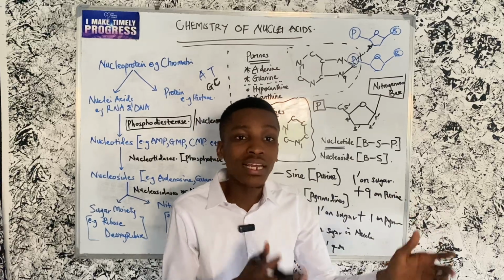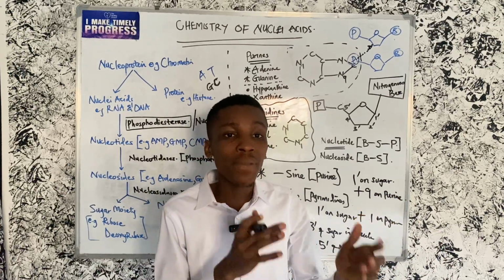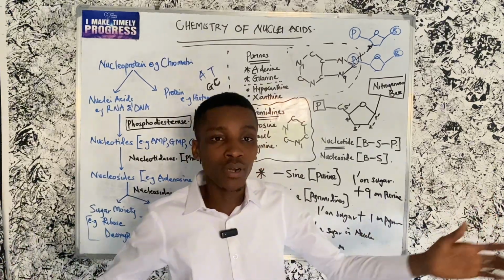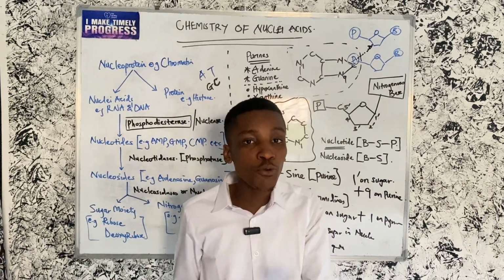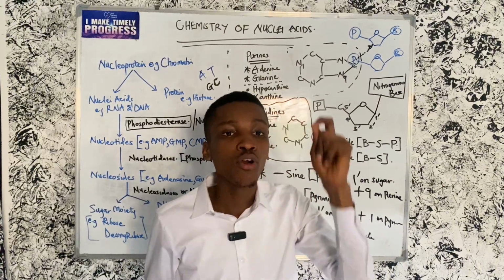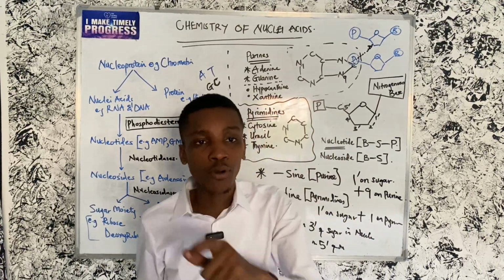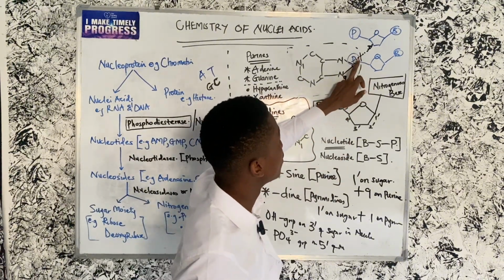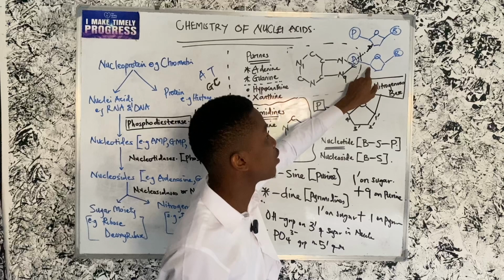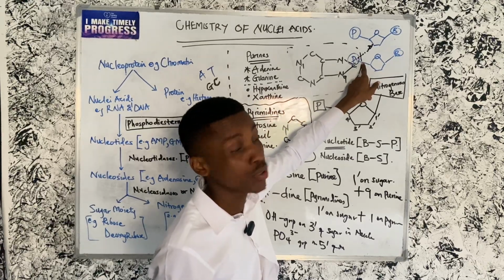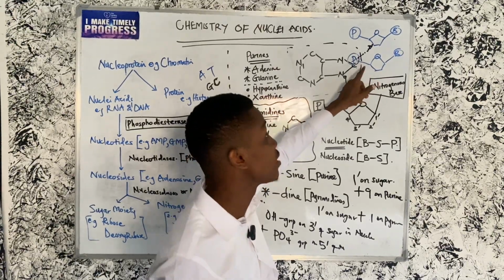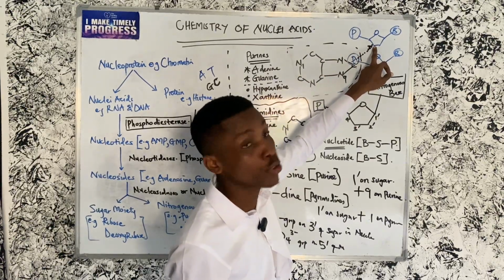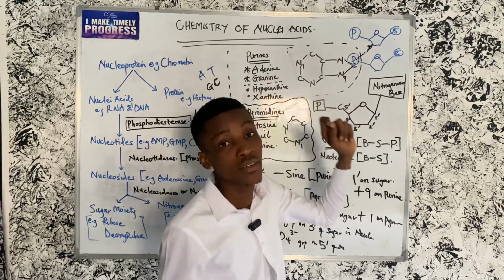Remember that nucleic acids are made up of nucleotides. These nucleotides are linked by a bond, and the bond is called a phosphodiester bond. Phosphodiester bond. And that bond was usually between the phosphate on the number 5 carbon atom of a particular nucleotide to the hydroxyl group on the number 3 prime.